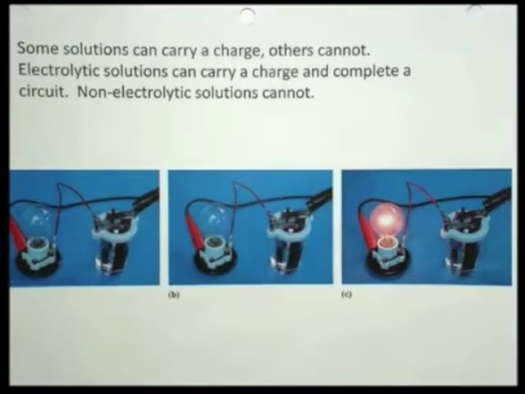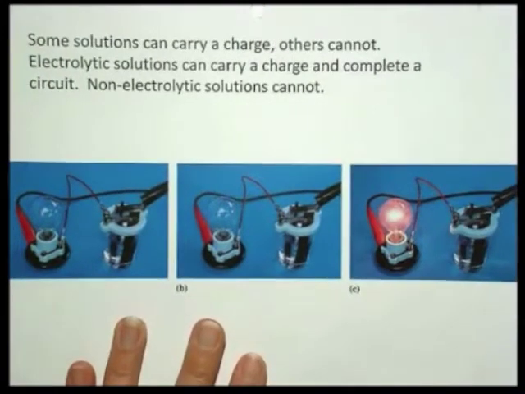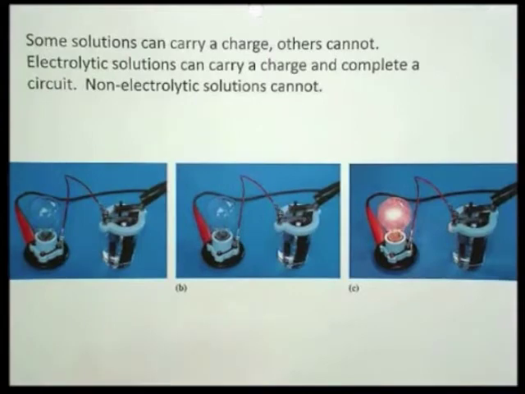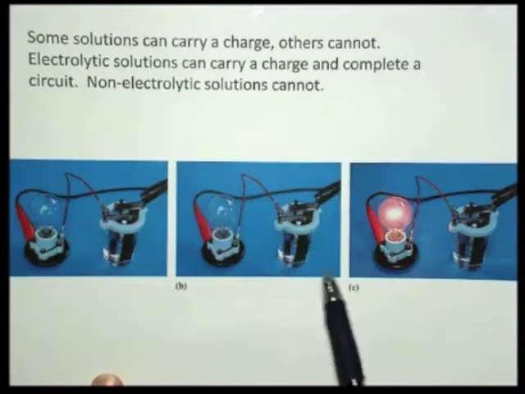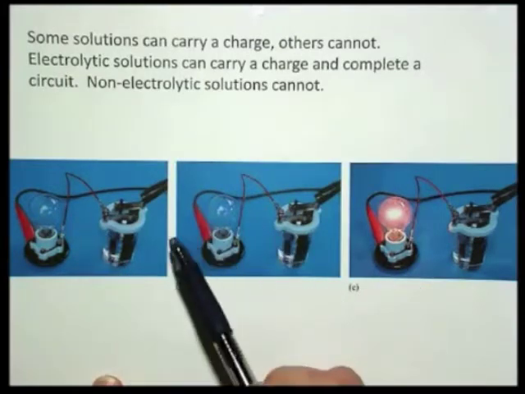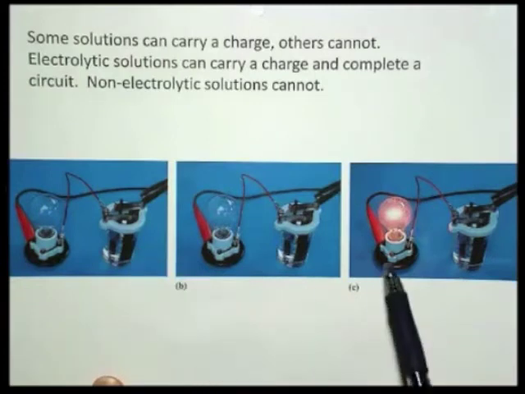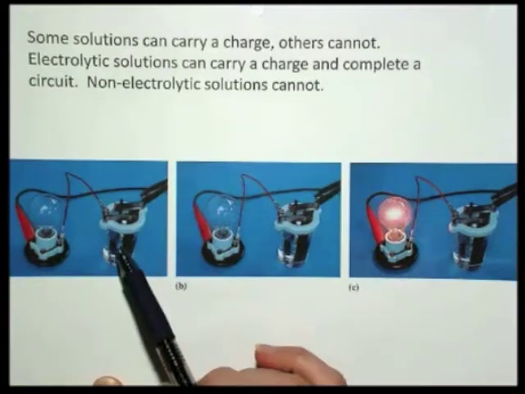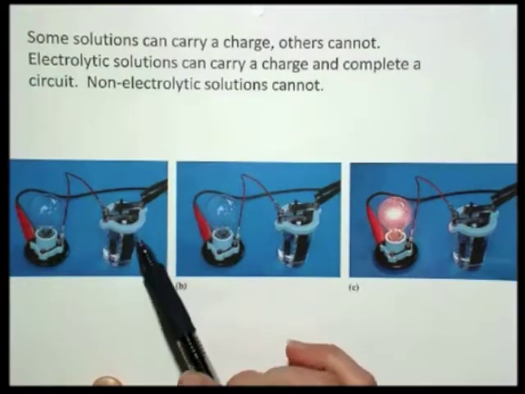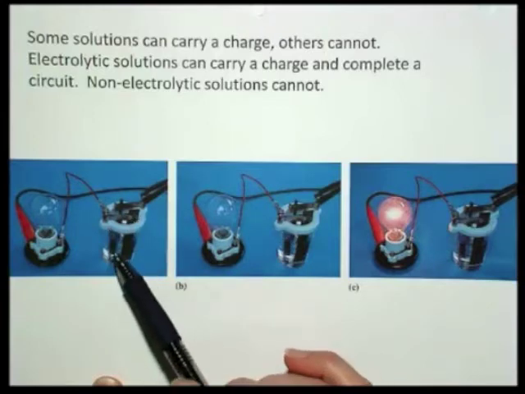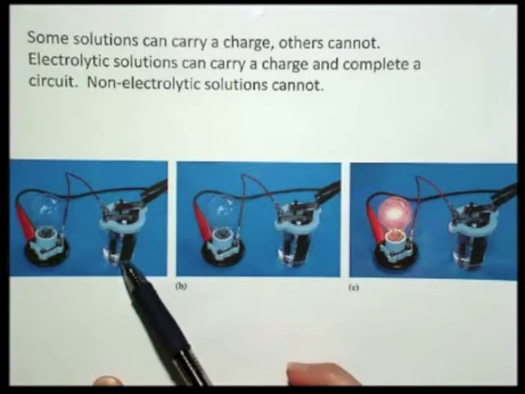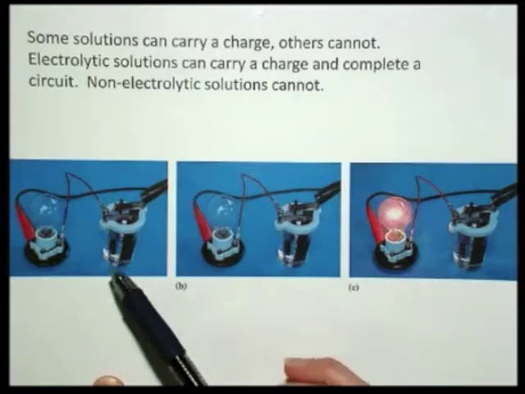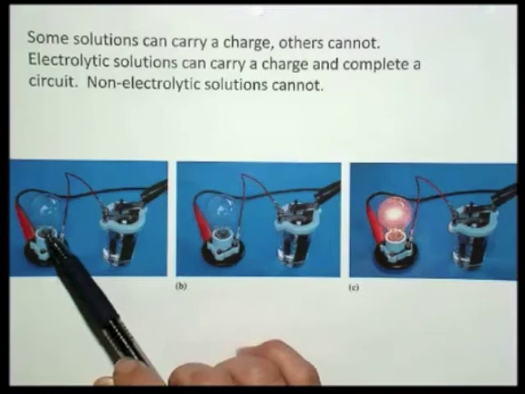This is a picture of an electrical circuit, and there's a light bulb in the electrical circuit, and there's water that's interrupting the circuit in the middle of the circuit. This little experiment is done to show whether or not the apparatus, in this case water, can conduct electricity or not conduct electricity. And the evidence that it's conducting electricity is the light bulb would be on.